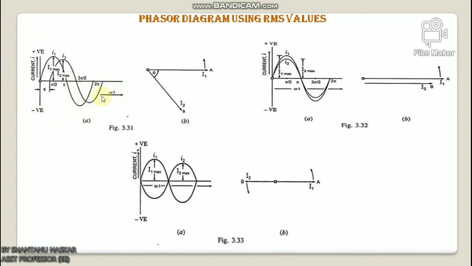For example, the phase angle of current I2 in this figure is minus theta, sorry, minus phi. Look here.